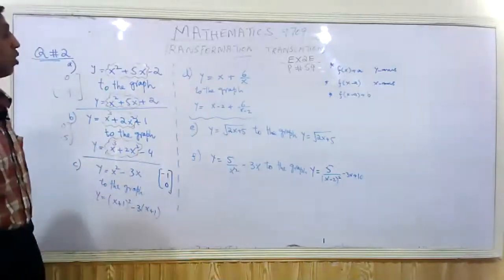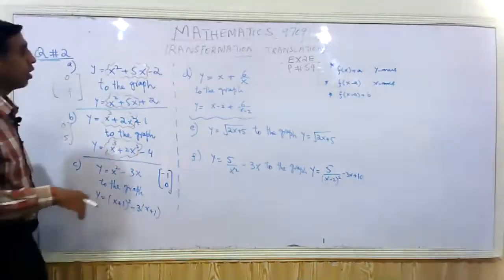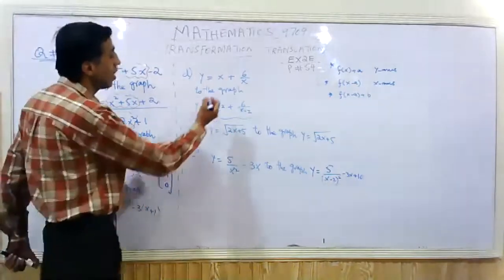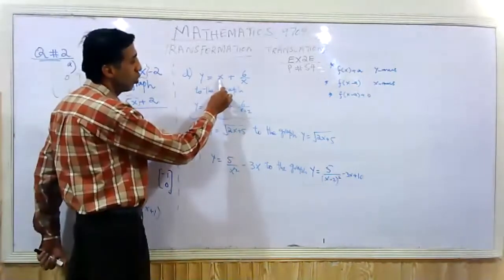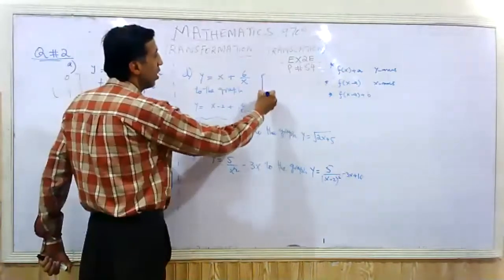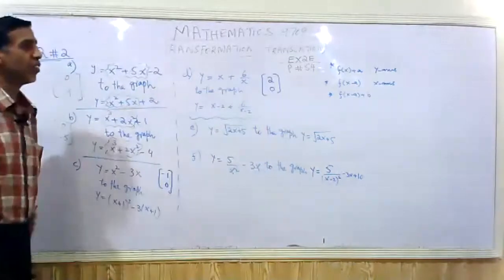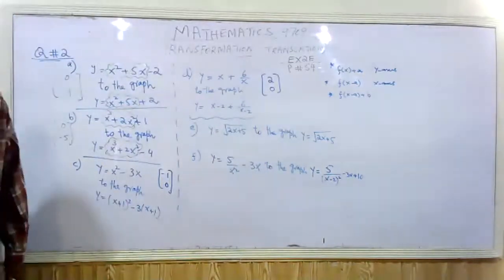Now, observe the D part. In D part, he has also used the second law, replacing x with x minus 2. So minus 2, 0 would be the translation.